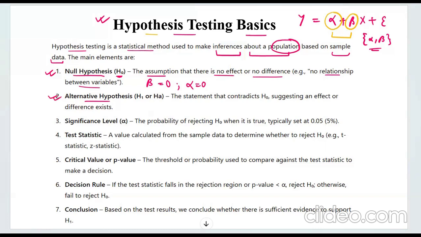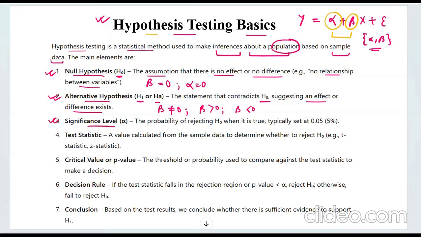Now, the second one is the alternative hypothesis, which is written as H1 or HA. This statement contradicts H naught. It is the polar opposite of H naught, suggesting an effect or a difference exists. We will say that either beta is not equal to 0, or beta is greater than 0, or beta is less than 0, and a similar thing will be done for alpha. We will say that yes, these population parameters are statistically significant and they are different from zero. So this is the alternative hypothesis. I'll write everything out in a while. For now, just take a look at the steps first.